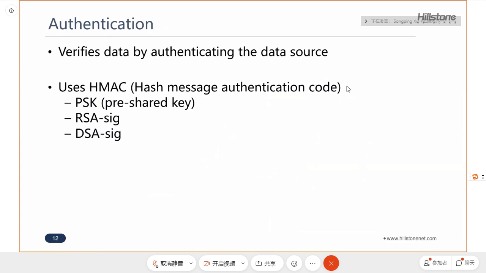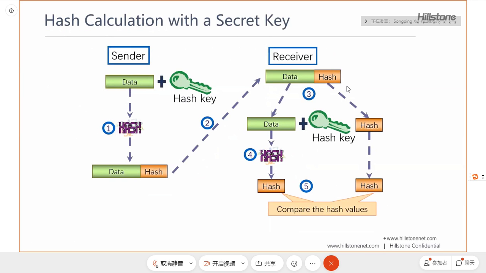In this, we use the HMAC, which is the hash message authentication code. There are three commonly used methods. One is the pre-shared key. Another is RSA signature and DSA signature. You can use the pre-shared key, or you can use the digital signature to authenticate the data source. Here's the hash calculation with the secret key, the hash key. So we add an additional hash key into the hash algorithm to authenticate the source.